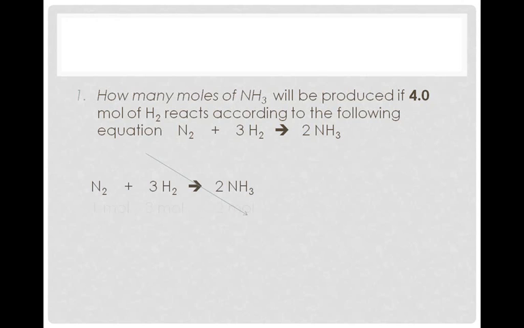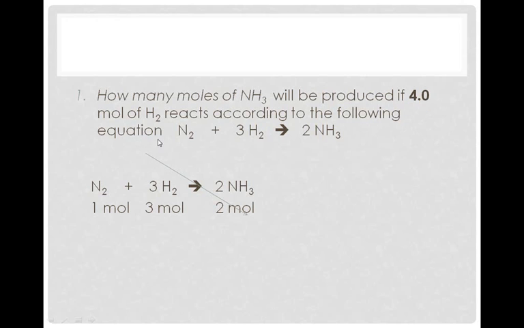Then we write down the stoichiometric relationship, and there it is, based upon the coefficients. 1 mole of N2 reacts with 3 moles of H2 to form 2 moles of NH3. Next, we go to the problem, and we see we're interested in reacting 4 moles of H2. Not forming, but reacting 4 moles of H2.